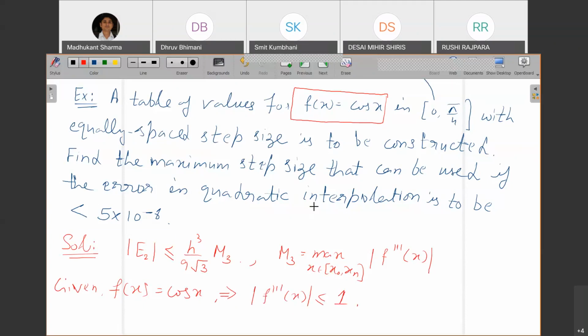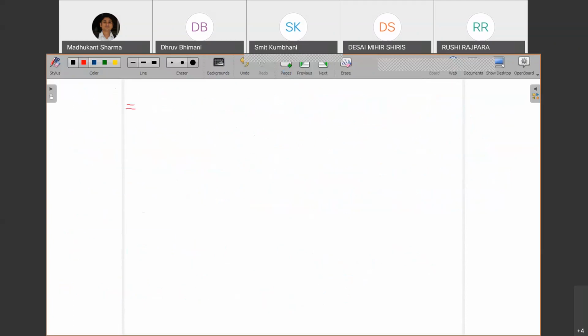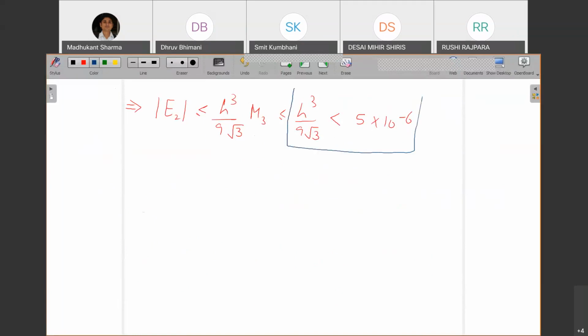Okay. So what can we do further? From here, using this, it implies that the modulus of E2, the error in quadratic interpolation, is less than or equal to h cubed by 9 root 3 times M3. But M3 is less than or equal to 1, so it is h cubed by 9 root 3, and we certainly wish to make it less than 5 into 10 to the power minus 6. So you are supposed to solve this inequality for h.